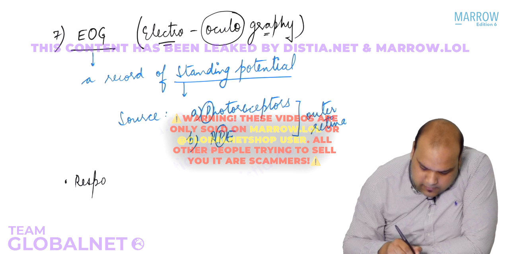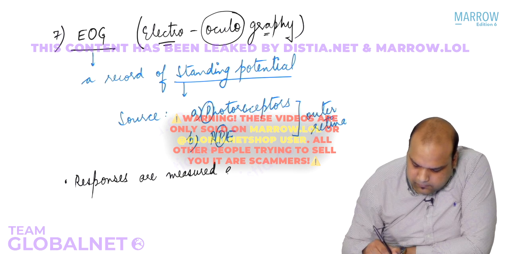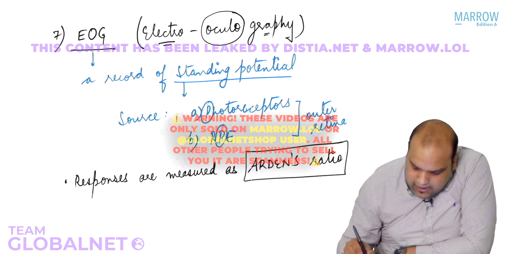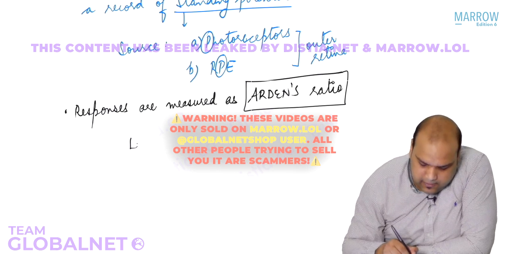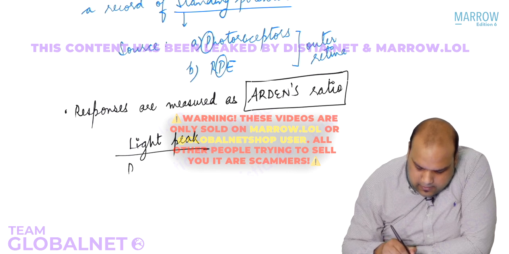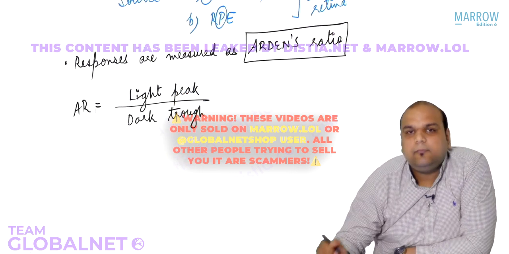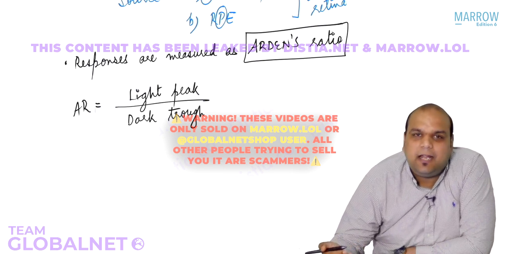Responses of EOG are measured as the Arden ratio. So what is the Arden ratio, everybody? Light peak divided by dark trough. Arden ratio. Nothing difficult, guys, very easy. What is light peak? What is dark trough?